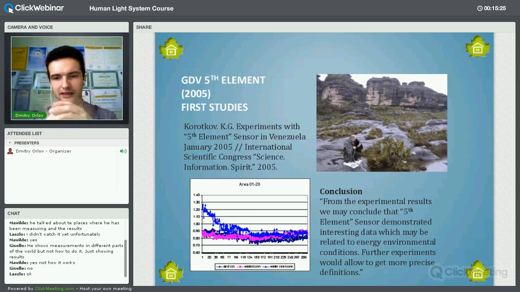So you could say that they are interesting and there is something to look at. So it picks up something, but what it is picking up, we don't know.